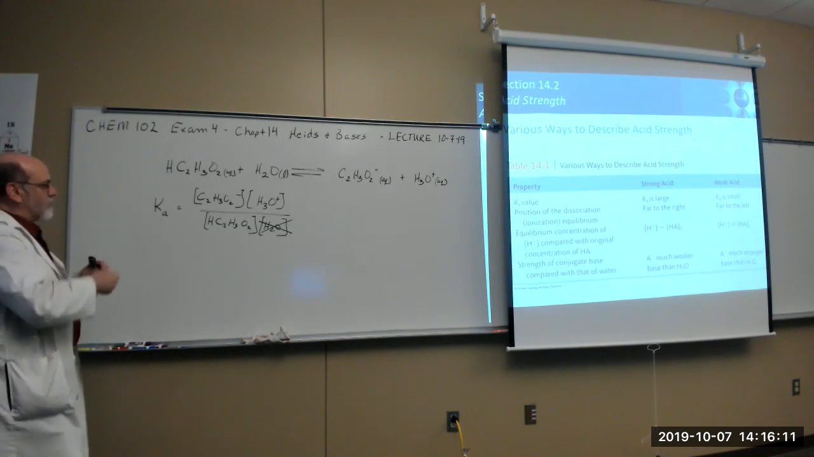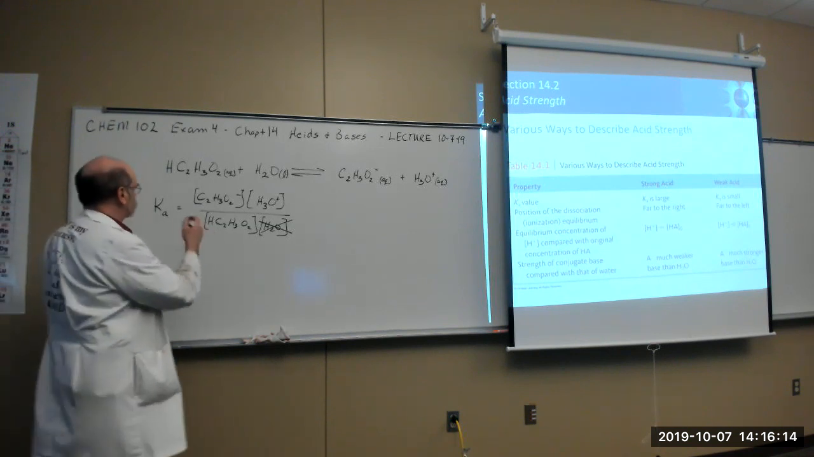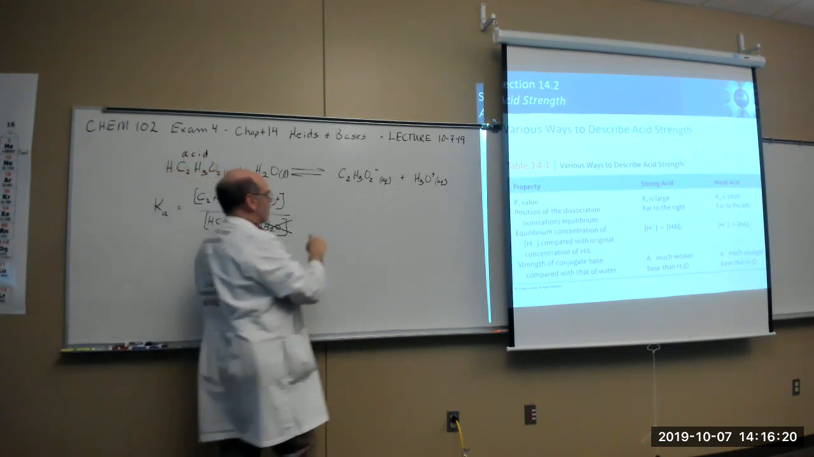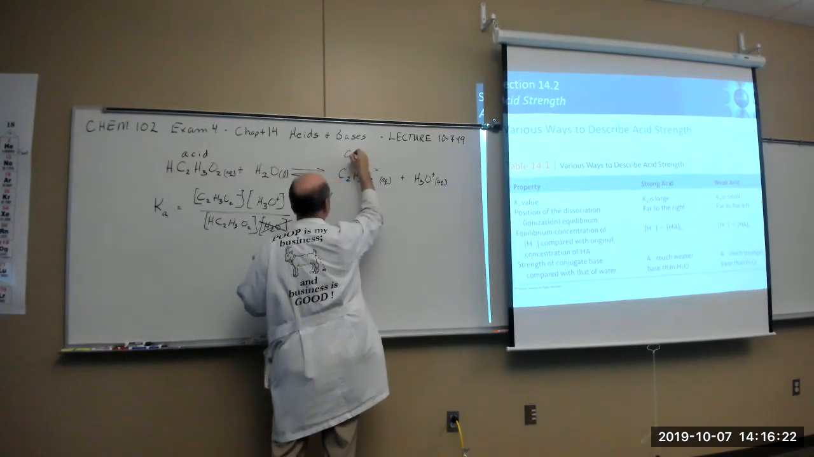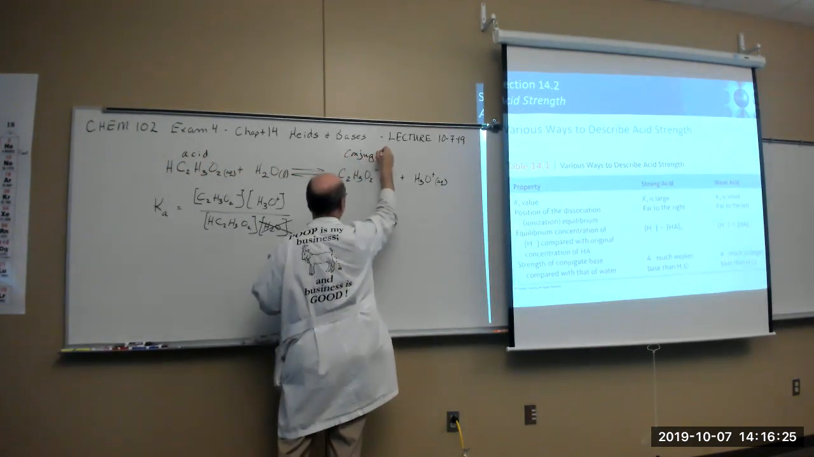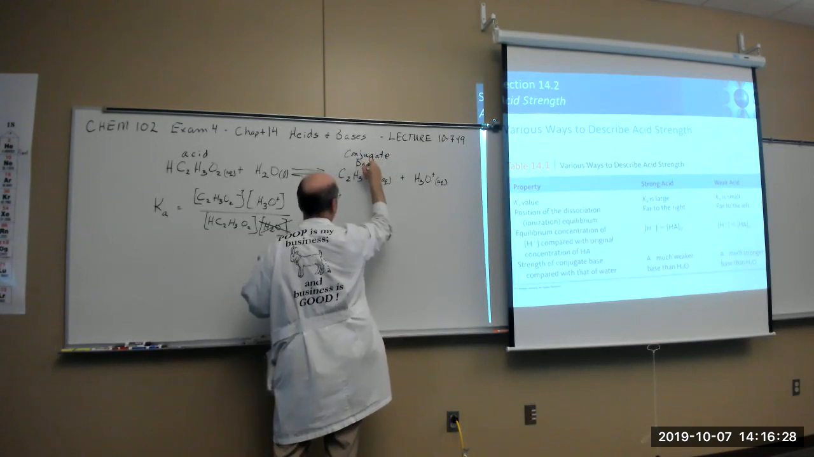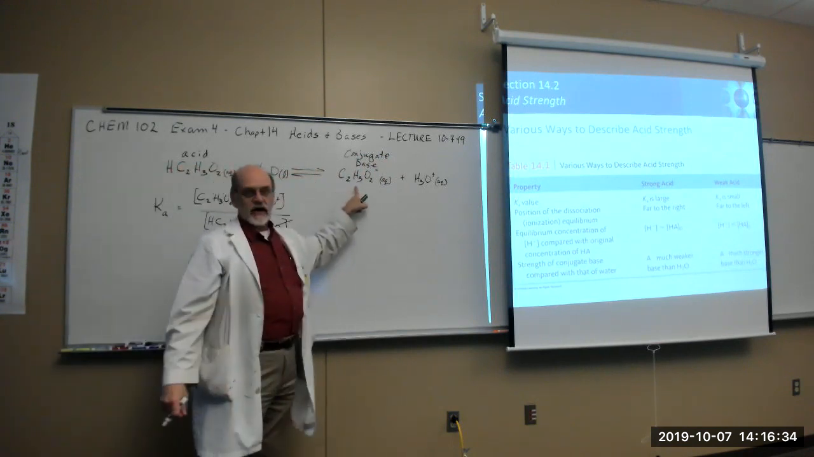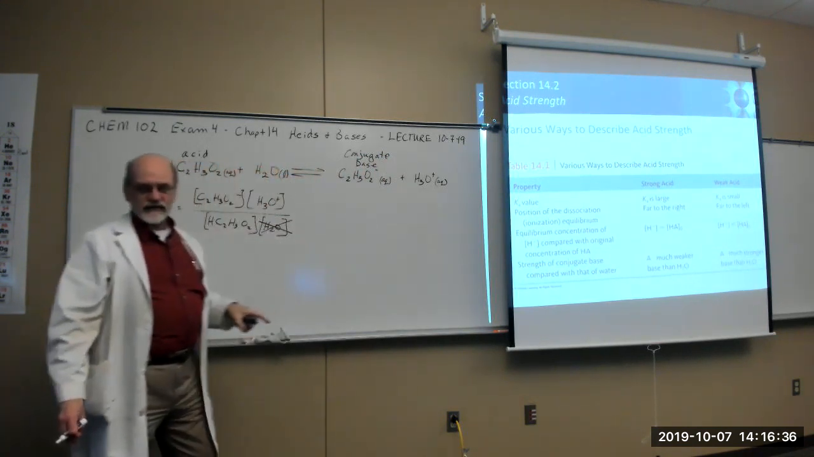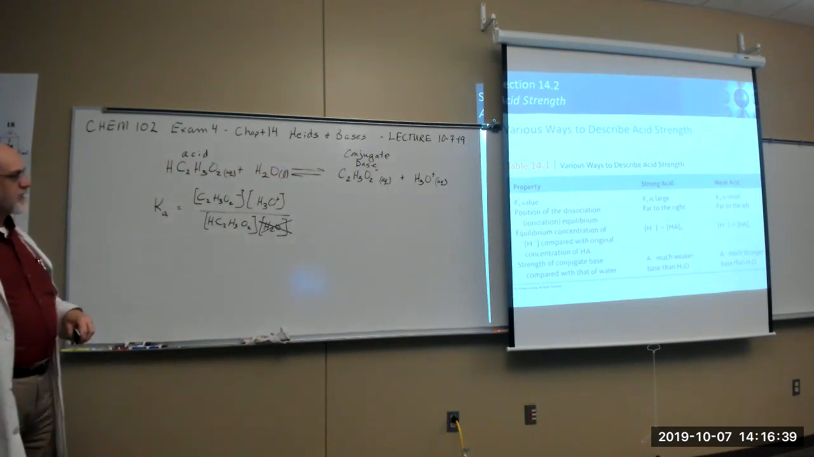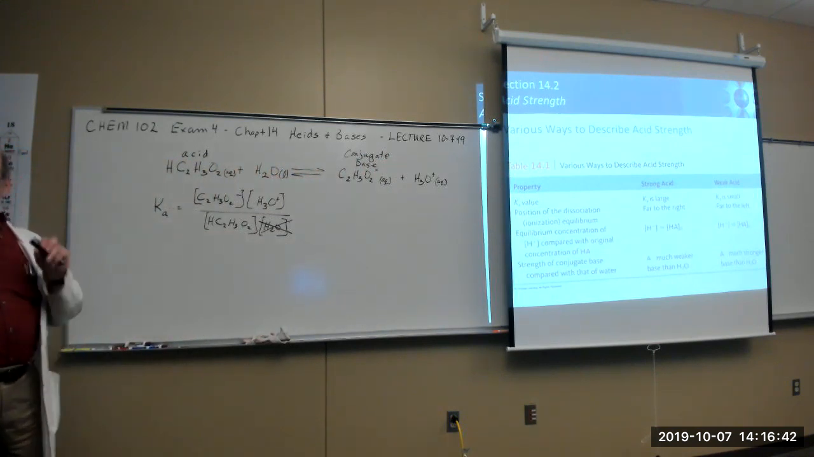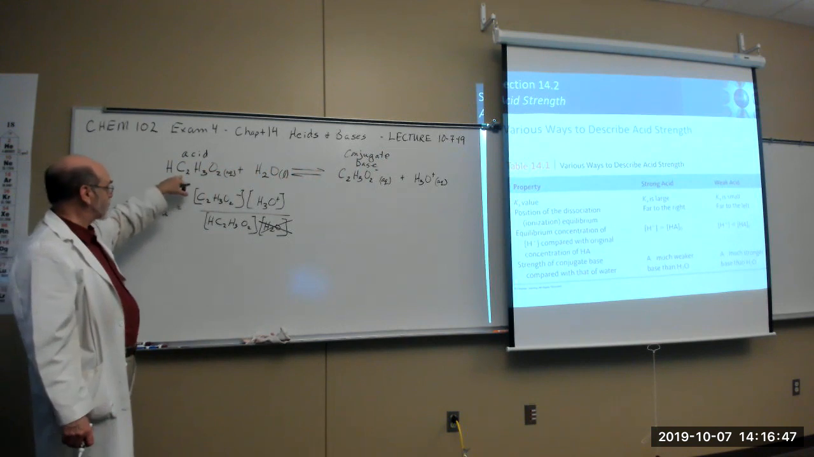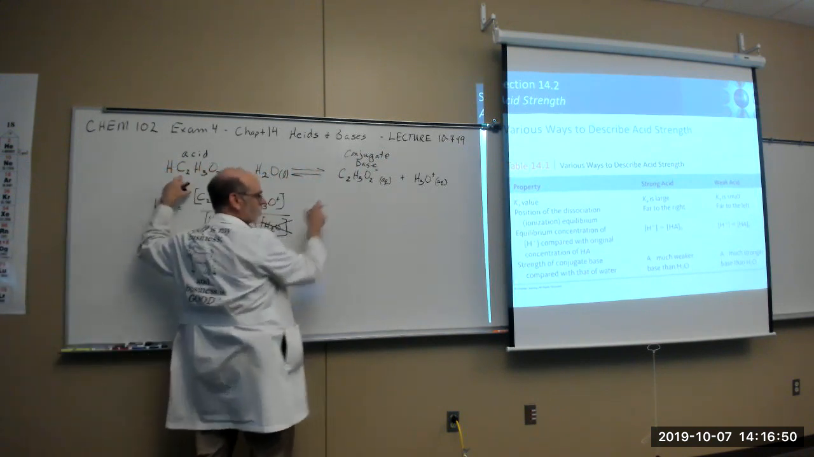Okay. Now, one last thing about the Ka. If this is the acid, the proton donor, that makes this the conjugate base, correct? That's the acid. Once you remove the proton, that makes it the conjugate base. So what does that mean in terms of theory? If it's a base, it's a potential proton acceptor. Okay, so if this is the acid, that makes this the conjugate base.